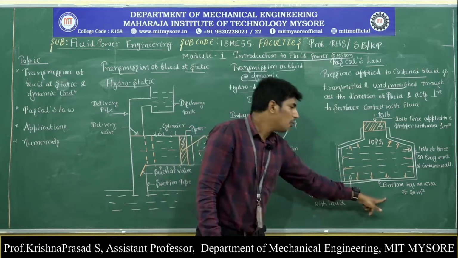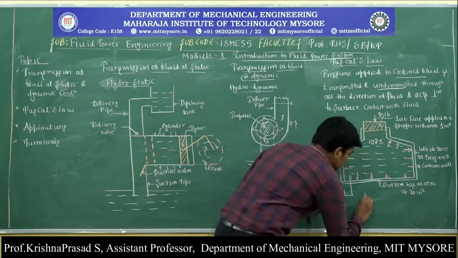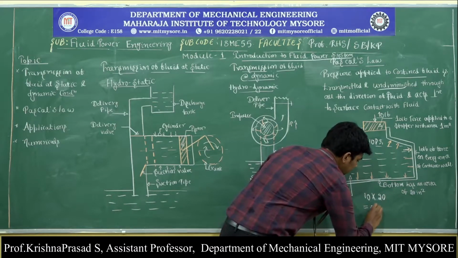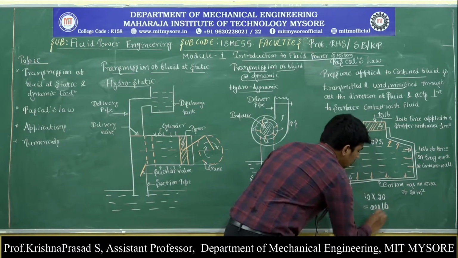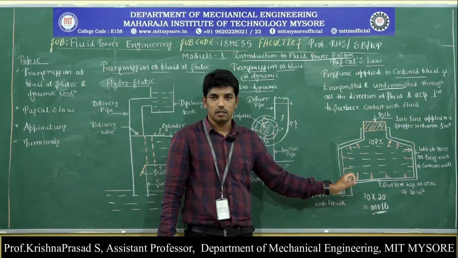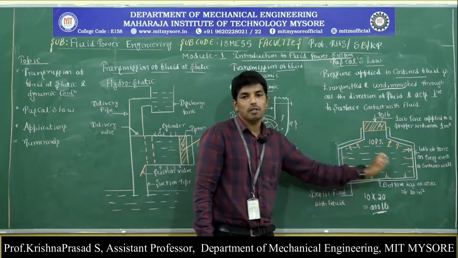The bottom of the bottle has an area of 20 square inches. Therefore, 10 psi times 20 square inches becomes 200 pounds of force developed at the bottom of the liquid. This 200 pounds of force could be enough to break the bottle.